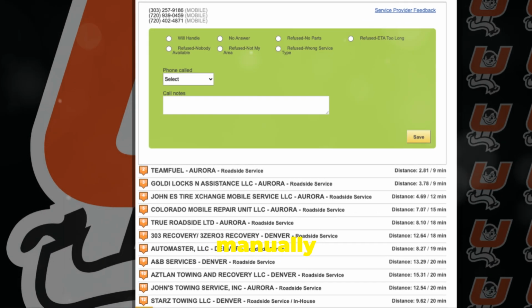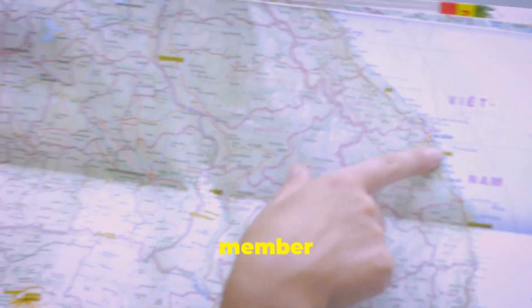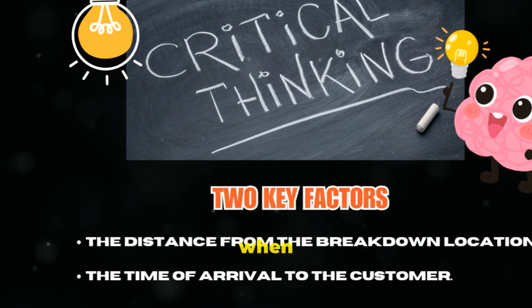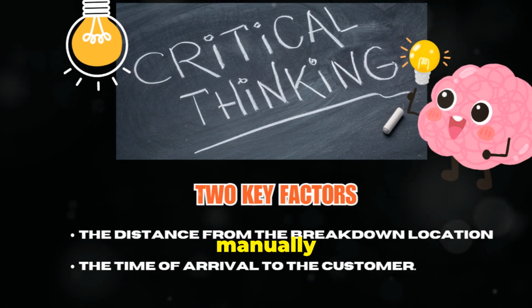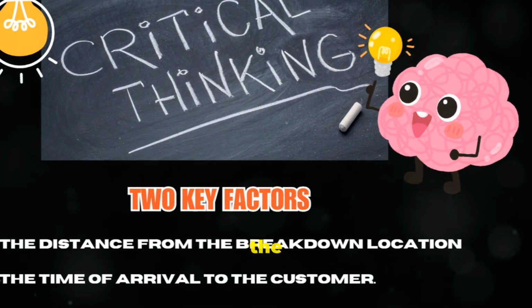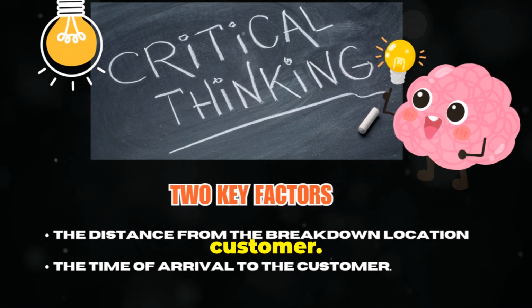When attempting to manually dispatch a service provider, the team member will have to be aware of the breakdown location area. There will be two key factors when reviewing a service provider before manually dispatching. Those are the distance from the breakdown location and the time of arrival to the customer.